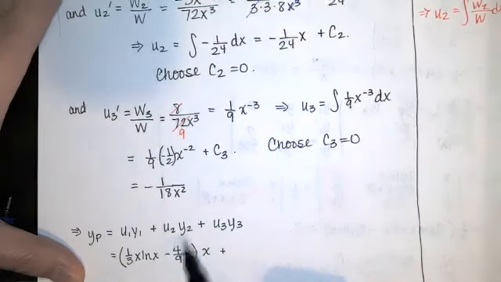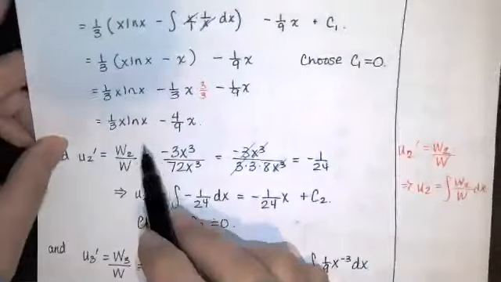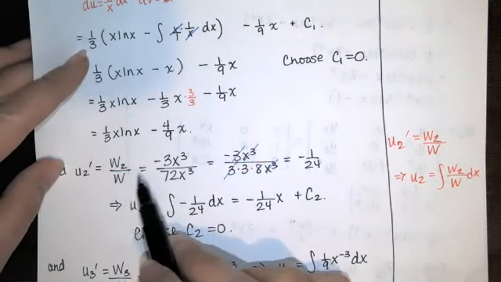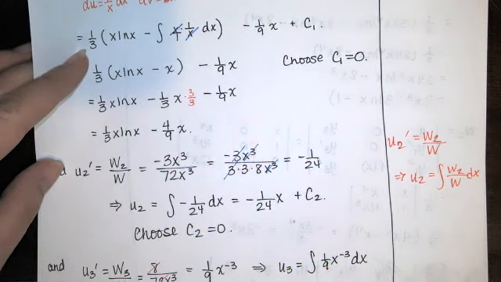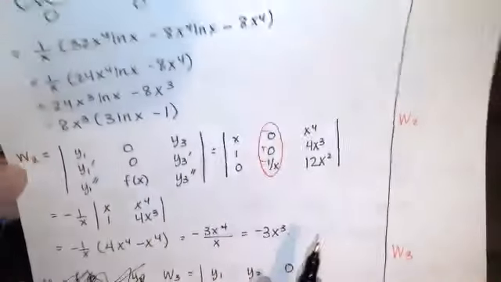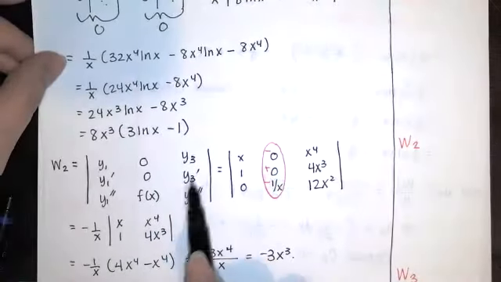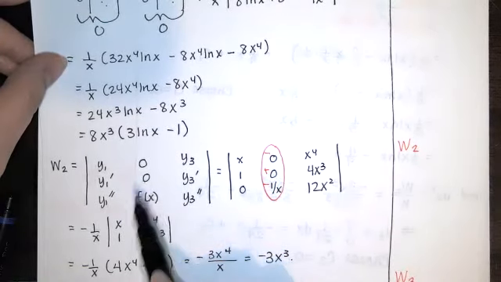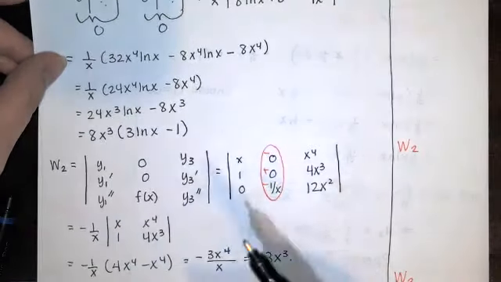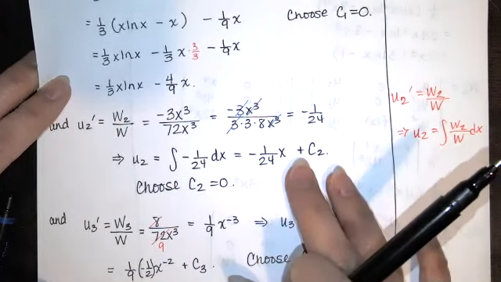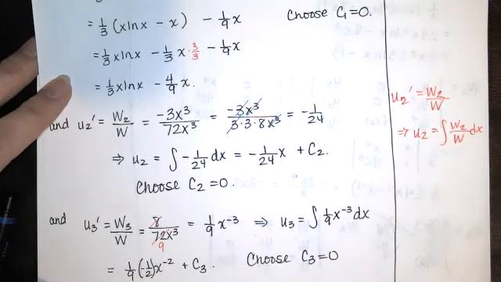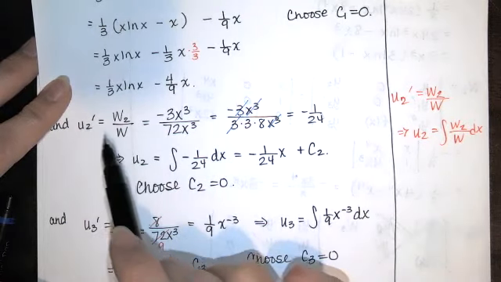Now u2 is a little different. u2 came from w2 over w. And remember, w had an extra factor of 8 because of that 8 in that second column. But w2 didn't. w2 came from a determinant that looks like this. We replaced the second column with 0, 0, and f of x. So the extra factor of 8 is gone because of that replacement. So this u2 that we found, this negative 1 over 24 times x, is different than the u2 you would have found if that 8 was missing.